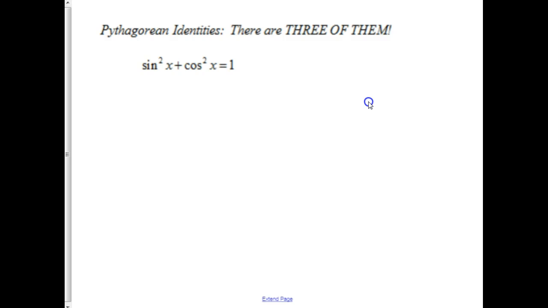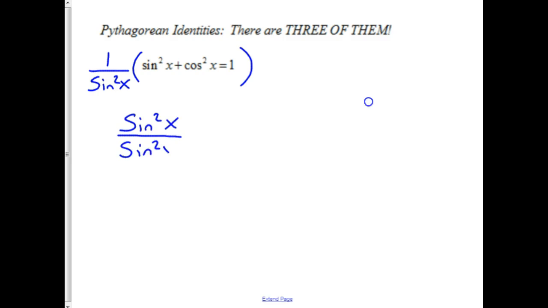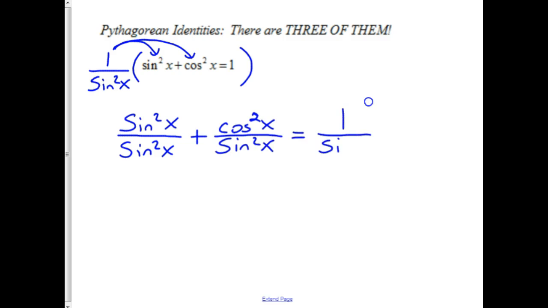Okay? What if I took this original statement, sine squared x plus cosine squared x equals 1, and multiplied both sides of the equation, because remember you have to do it to both sides to keep balance, by 1 divided by sine squared x? What if I multiplied the whole thing by that? What would that look like? Well, that would look like sine squared x over sine squared x. All I'm doing is distributing, okay? Plus cosine squared x over sine squared x equals 1 over sine squared x.